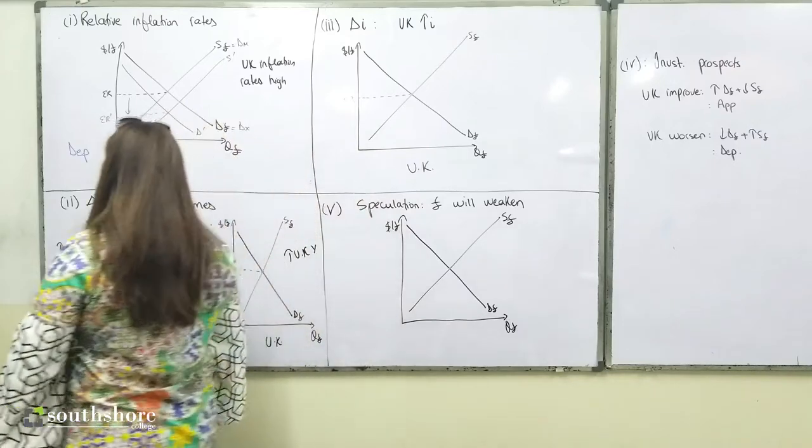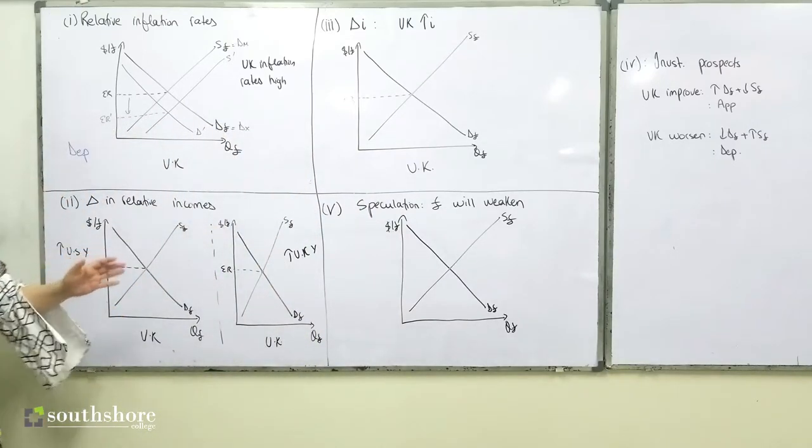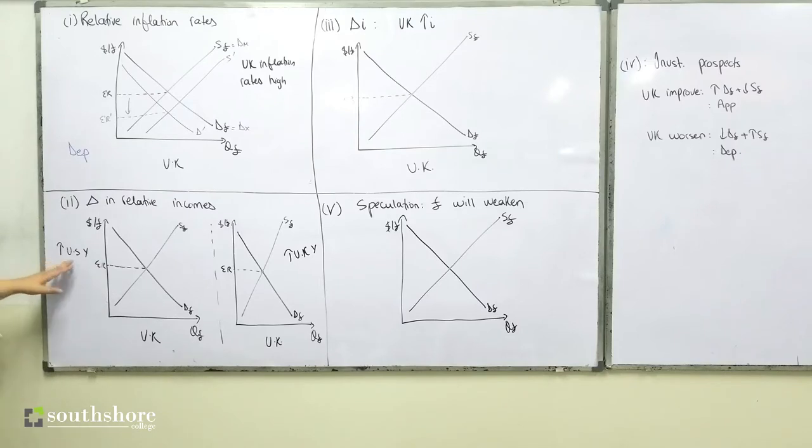In the first case, U.S. incomes rise. So in the first case, everything such as parameters remains the same, but in the U.S. incomes are going to rise. This is quite interesting. I'm sitting in the UK, nothing has changed in my country, but people in America are becoming richer.